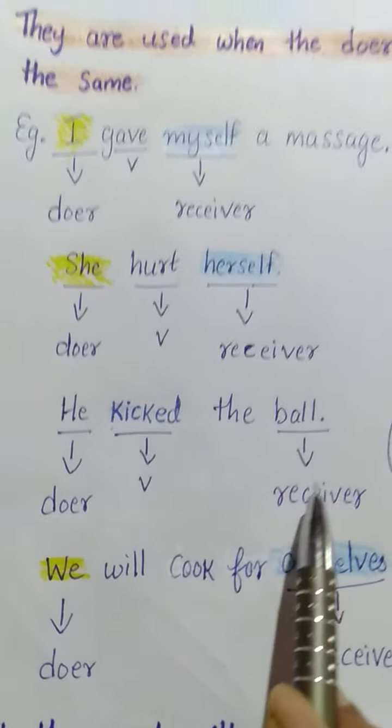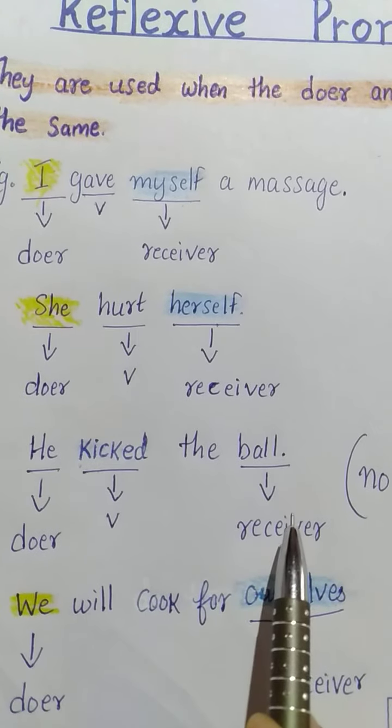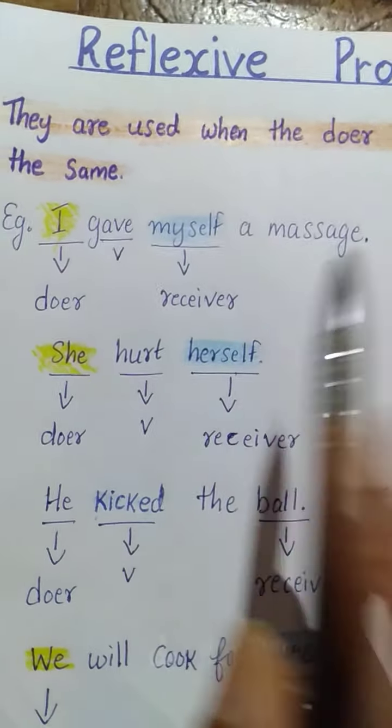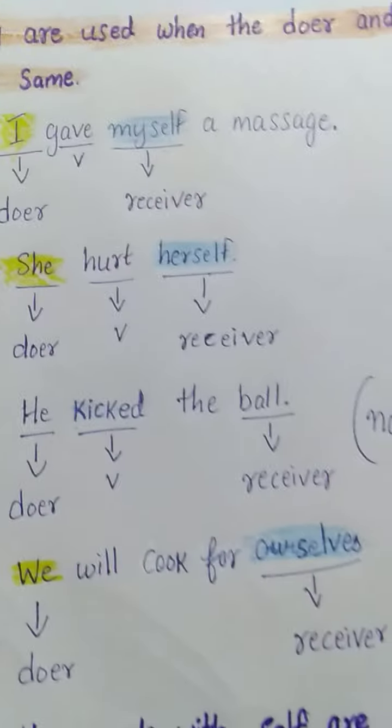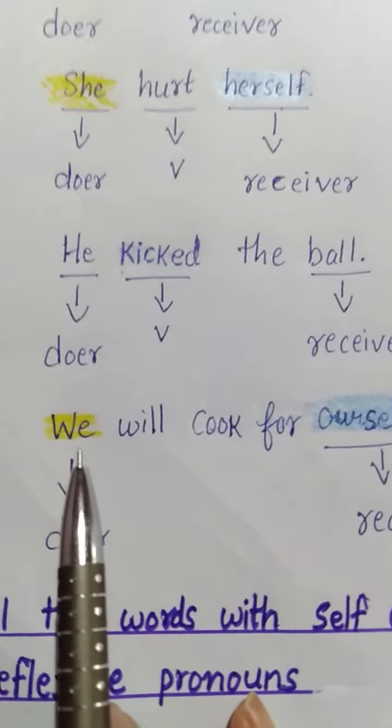Did you understand? So we use a reflexive pronoun when the doer and the receiver are the same person or same thing. All right, now let's look at the last example.